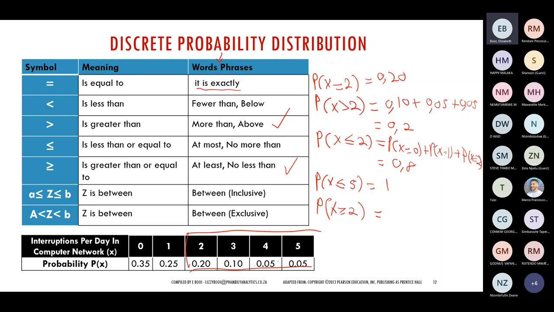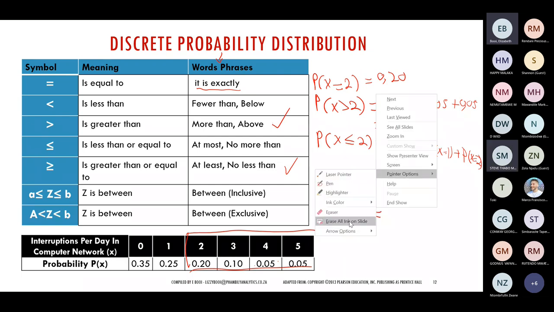Now we get to the between. With between, they need to tell you whether it is inclusive or exclusive. Inclusive means it includes the values, therefore it needs to have an equality sign. Exclusive means there should not be any equal sign next to it. So for example, what is the probability that X is between A and B inclusive?